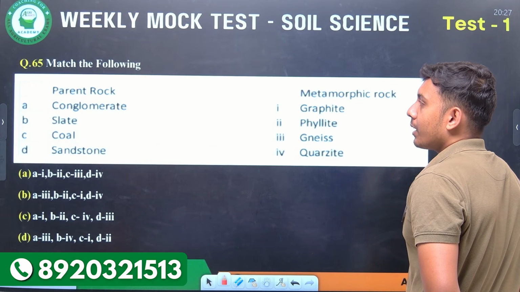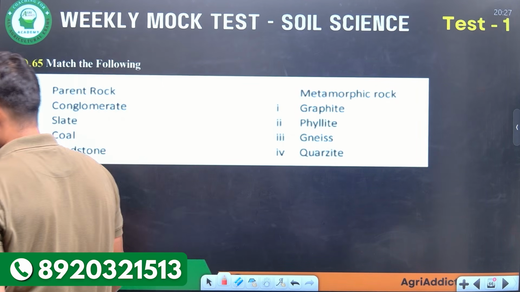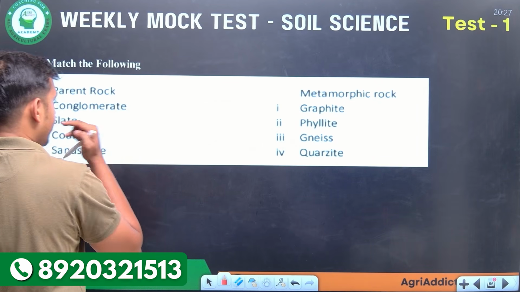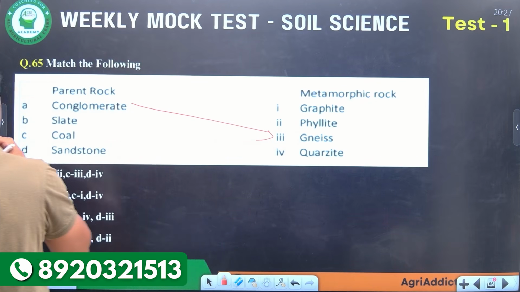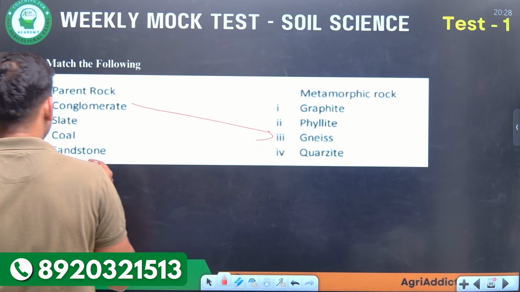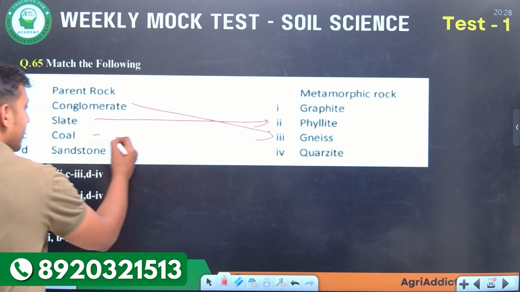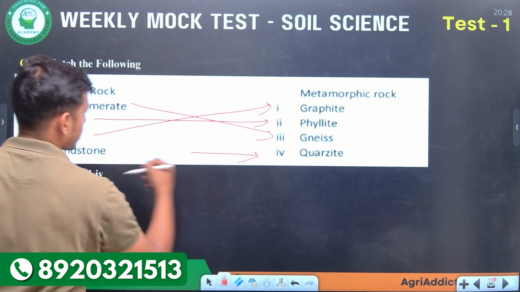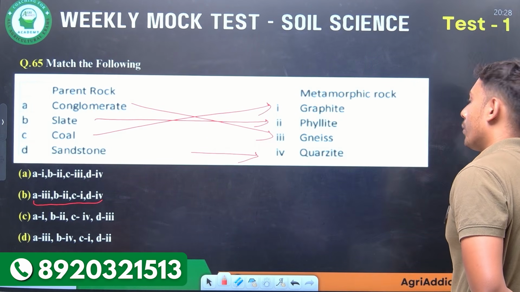Now comes the parent rock, and this is also a matching: conglomerate, slate, coal and sandstone. Conglomerate is converted, after metamorphism, to gneiss. Slate becomes phyllite. Coal becomes graphite. These are direct information, and sandstone obviously becomes quartzite. So the option will be A3, B2, C1 and D4.